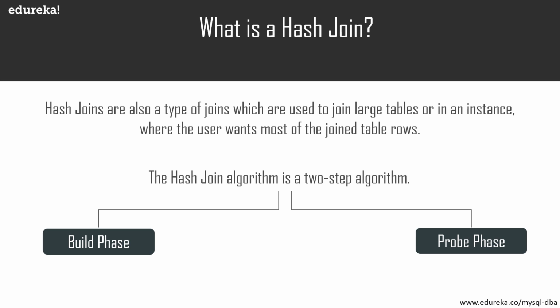In the build phase, you basically create an in-memory hash index on the left side of input. And in the probe phase, you go through the right side of input one row at a time and find the matches using the index created in the build phase. So hash join is again a type of join which is used to join large tables, and it has mainly two steps, that is the build phase and the probe phase. So guys, that was about the hash join.